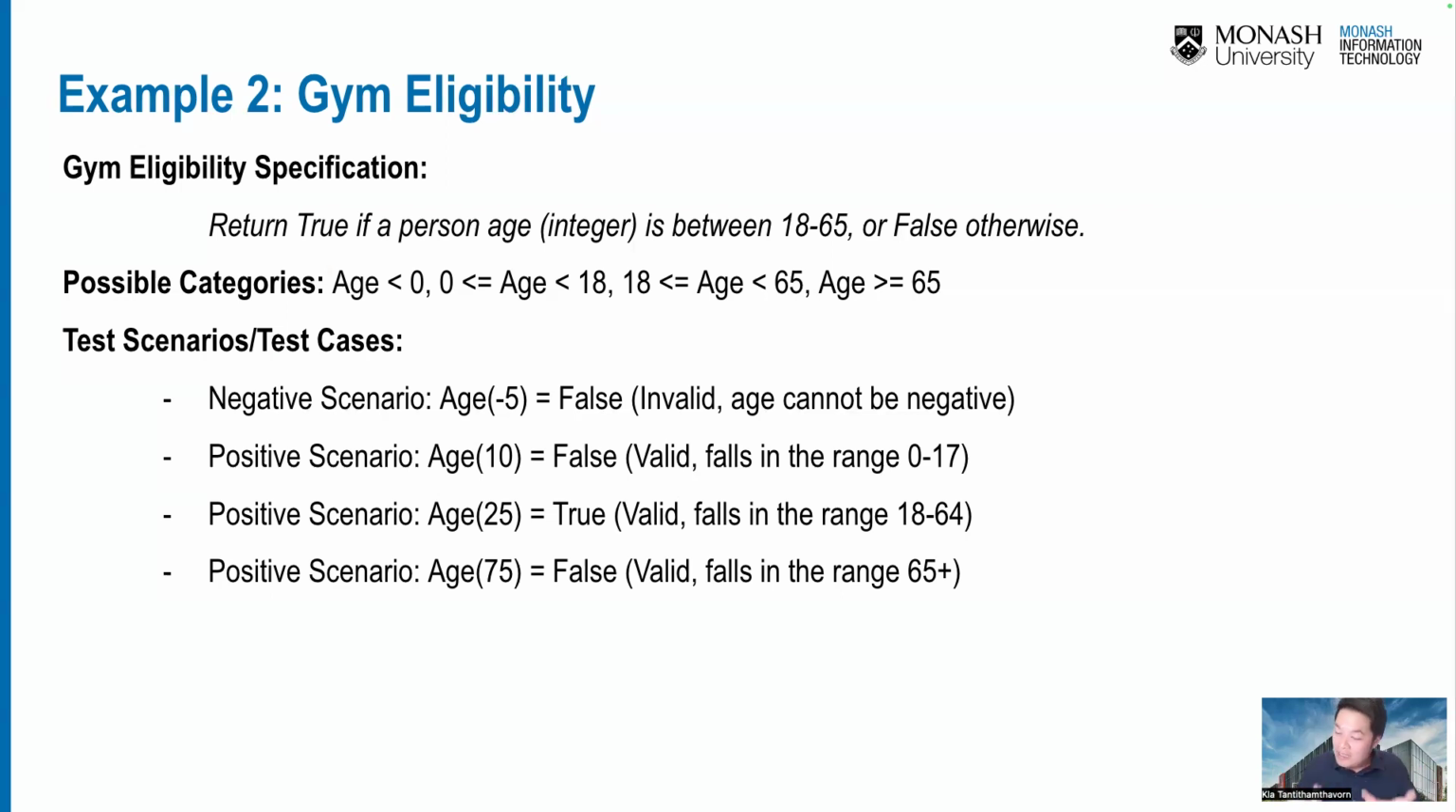And another test case is that we need to test the category for a person who is aged between 18 and 65, all right? And the senior person, okay? So those are the 4 test scenarios here. Invalid input here, age less than 0, okay? And positive scenarios: too young, 10 years old; 25, perfect; 75, too senior. These are the 4 possible scenarios.